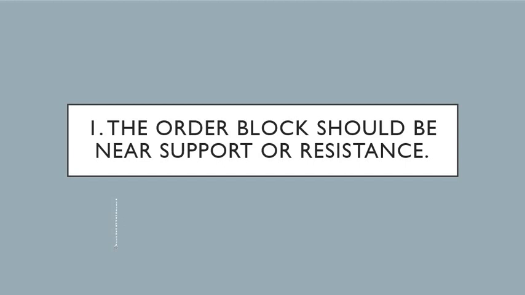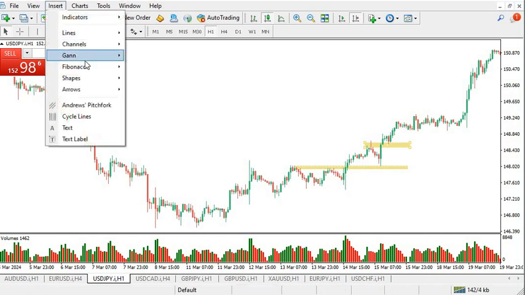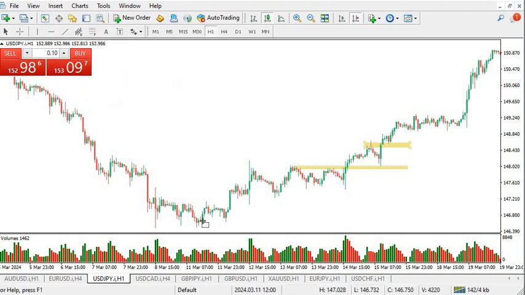The order block should be near support or resistance. Let me repeat again: the order block should be near support or resistance. So the first characteristic is saying that the order block should be near support or resistance.